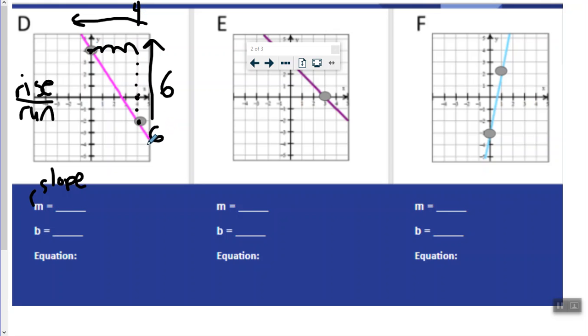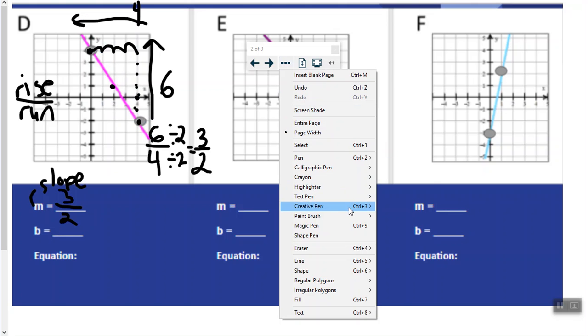So it's 6 over 4. Can I make this into a smaller number? Yes. I can divide both the top and the bottom by 2. And that gives me 3/2. So my slope is going to be 3/2. That just means, look, I go up 3, 1, 2, 3, over 2, 1, 2, right here. Up 3, 1, 2, 3, over 2, 1, 2, over here. Okay, so slope tells you the definition of the line.